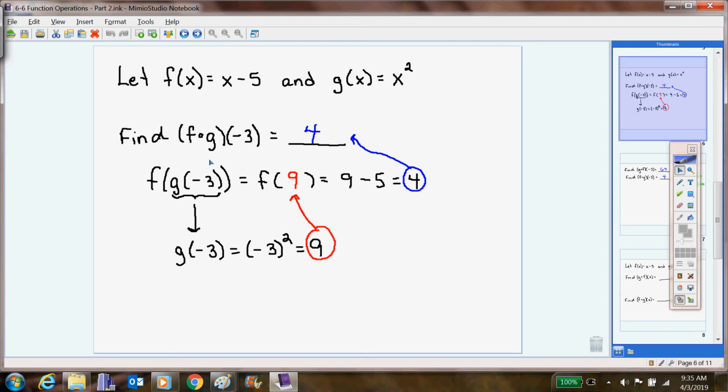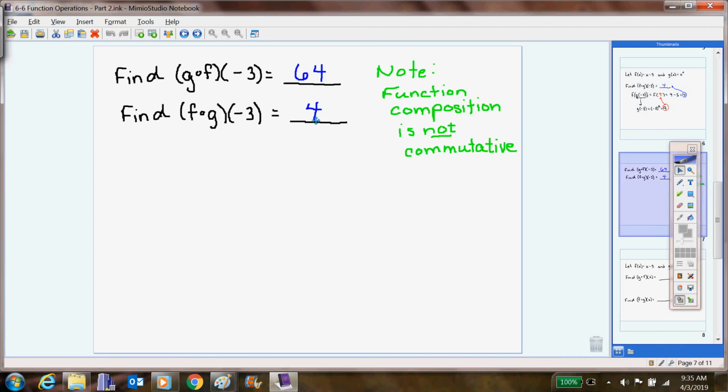So in this, the composition of functions. Is the composition of functions commutative? No, it's not. Because we got two different answers here. We got 64 when you did g of f of -3. We got 4 when we did f of g of -3. So function composition is not commutative. It definitely matters what order that you do these things in.